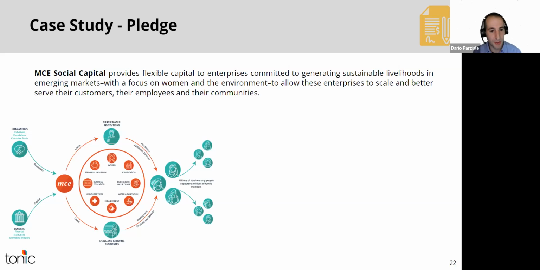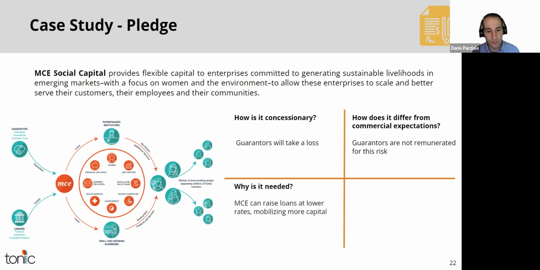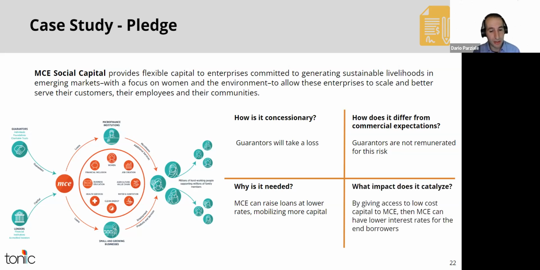This is concessionary because the guarantors will take a loss on the amount they pledge, and it differs from commercial expectations because the guarantors are not remunerated for this risk. It is needed because they enable MCE to raise loans at lower rates and mobilize more capital, and the impact that it catalyzes is to give access to low-cost capital to MCE, so MCE can then have a lower interest rate applied to the end borrowers.